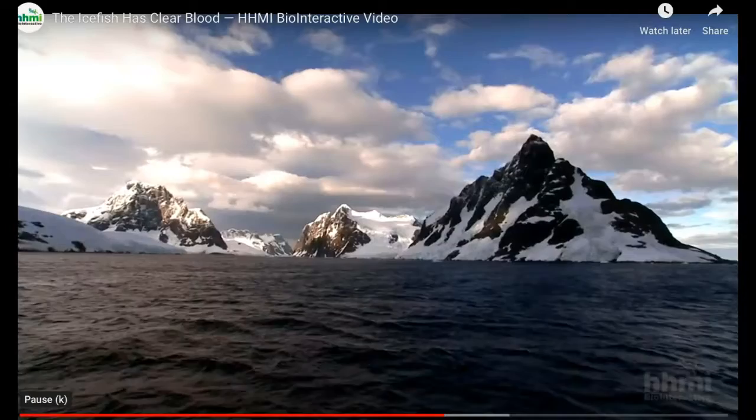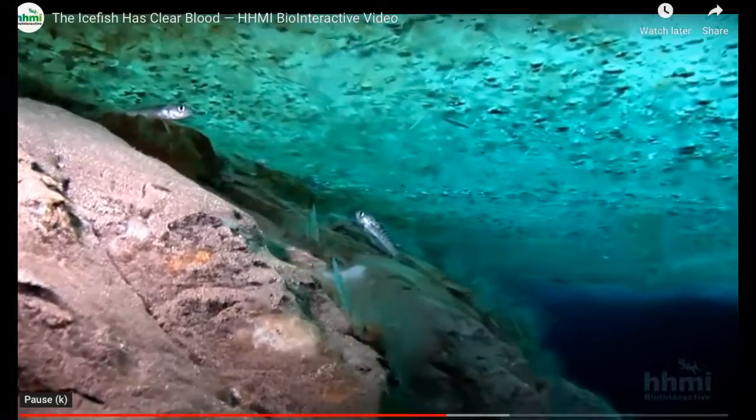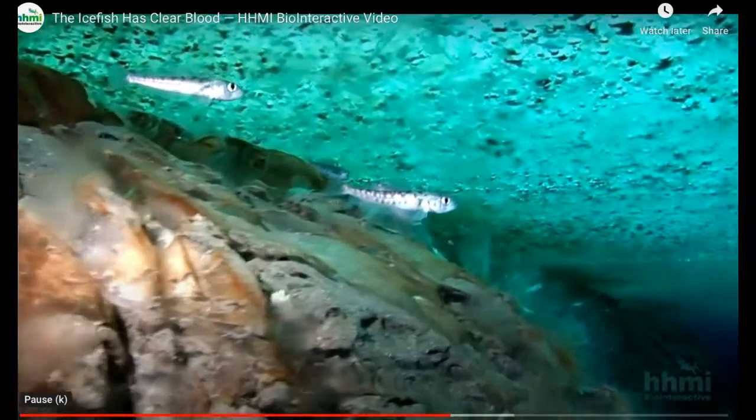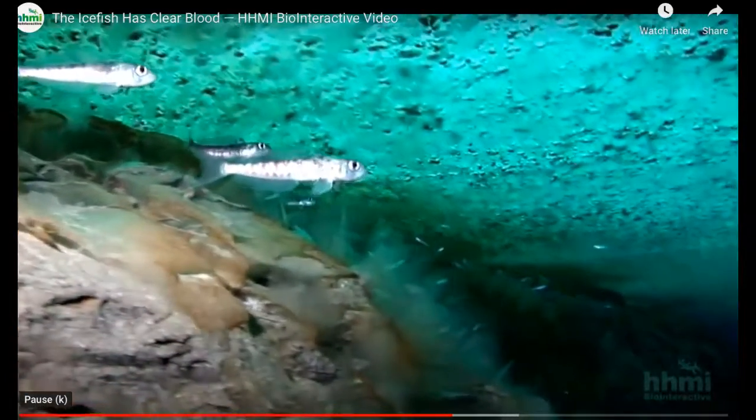Antifreeze proteins give notothenioids a clear edge where they live. But their existence poses an evolutionary mystery. When and how was antifreeze invented?